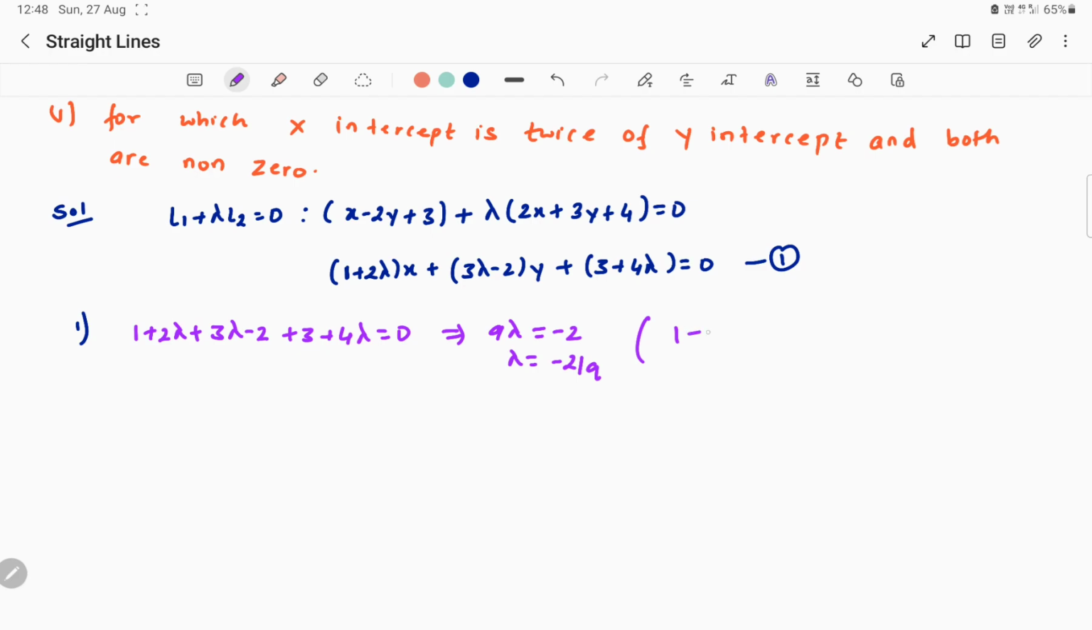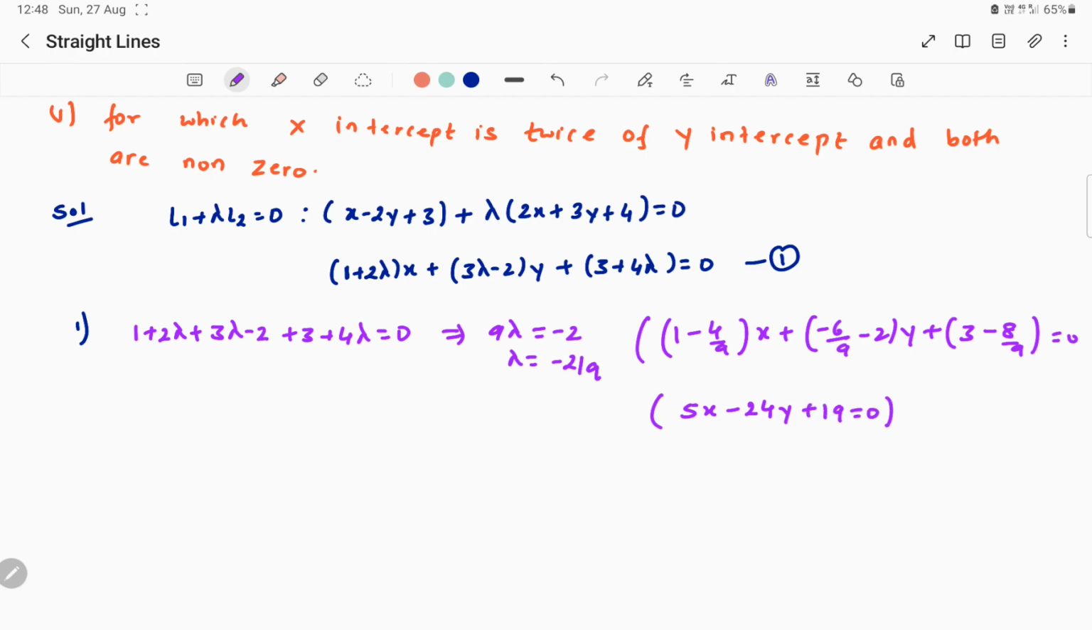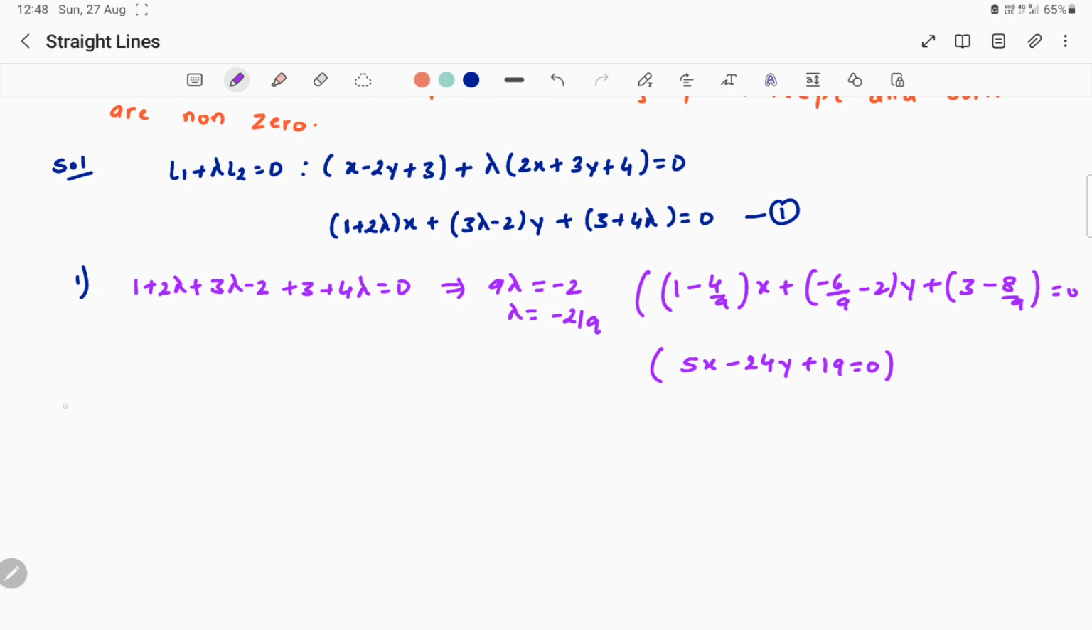So what is the equation? Equation is 1 plus 2 lambda, which gives 5 by 9 times x, then 3 lambda, which is minus 6 by 9, minus 2 times y, and plus 3 plus 4 lambda, which will give you minus 8 by 9, equal to 0. So you can simplify this. When we simplify, we get 5x, then minus 24y, and then 27 minus 8 gives you 19, equal to 0. So the calculation part, I hope you can take care of. Let's do the second question.